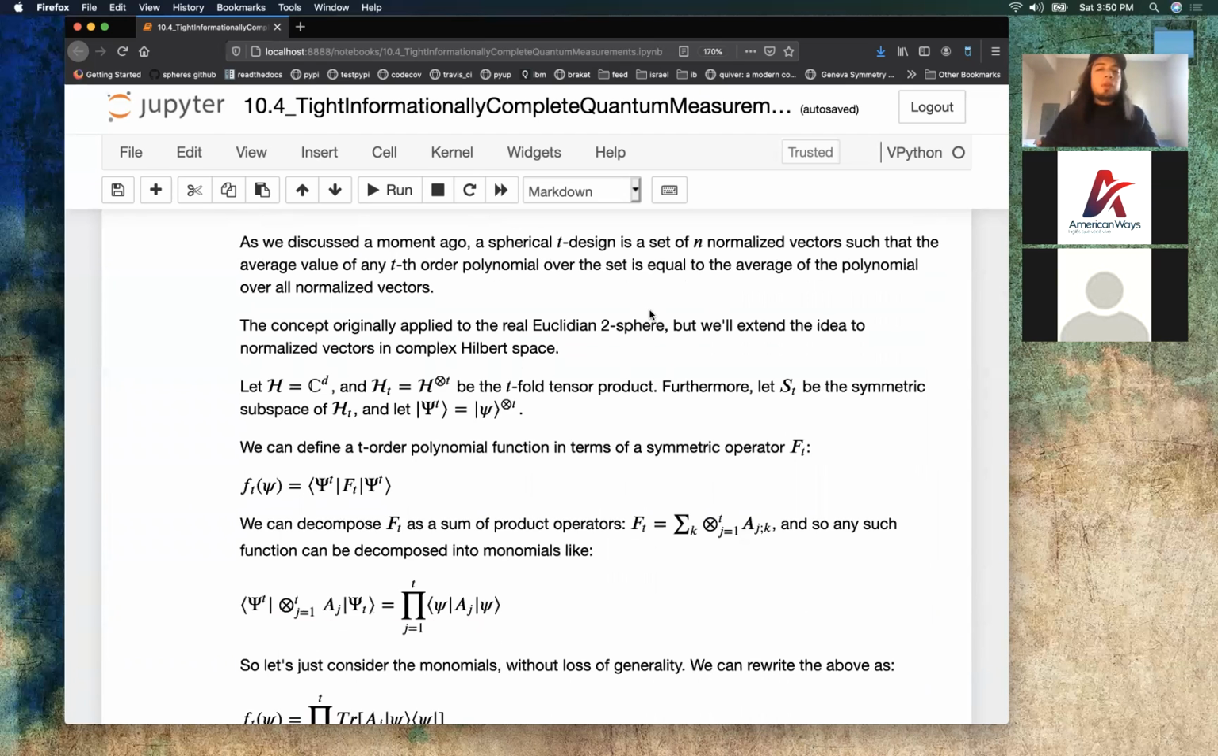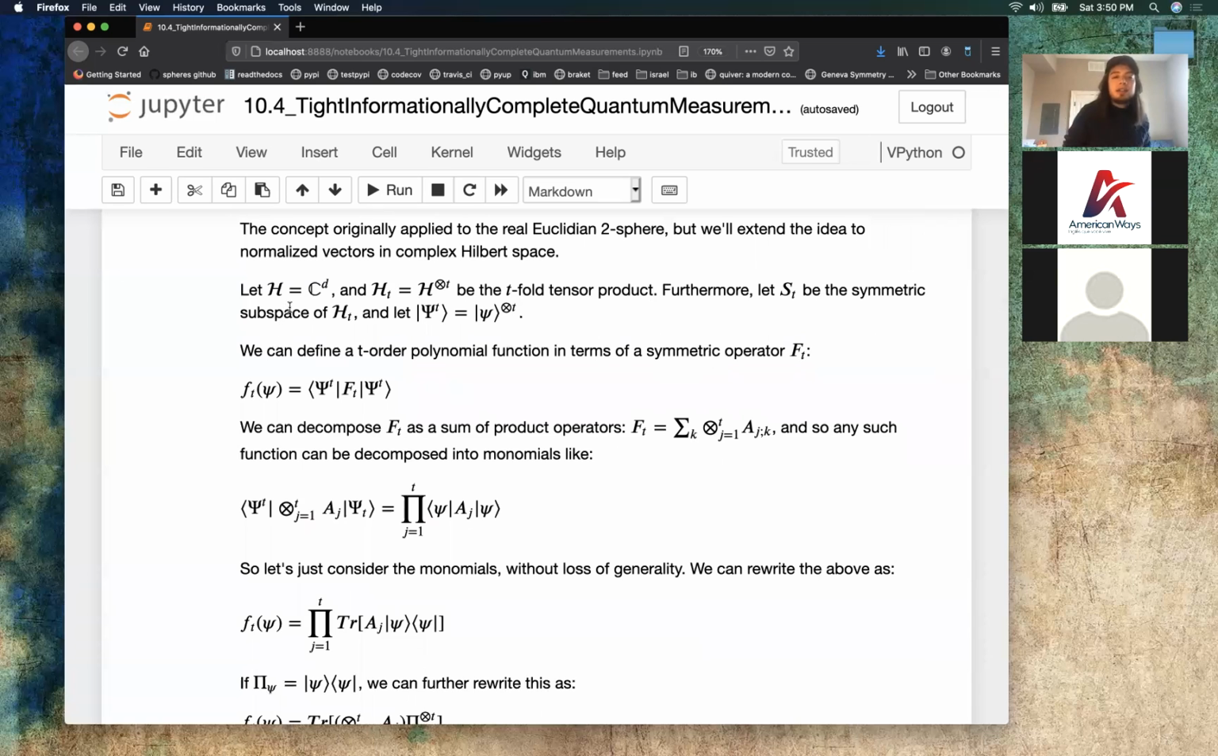So we started off talking about spherical t-designs: a set of n normalized vectors such that the average value of any t-th order polynomial over the set is equal to the average of the polynomial over all normalized vectors. Originally this was used in the context of real vector space, just the sphere, the real Euclidean 2-sphere. But we're going to extend this idea to work with normalized vectors in complex Hilbert space.